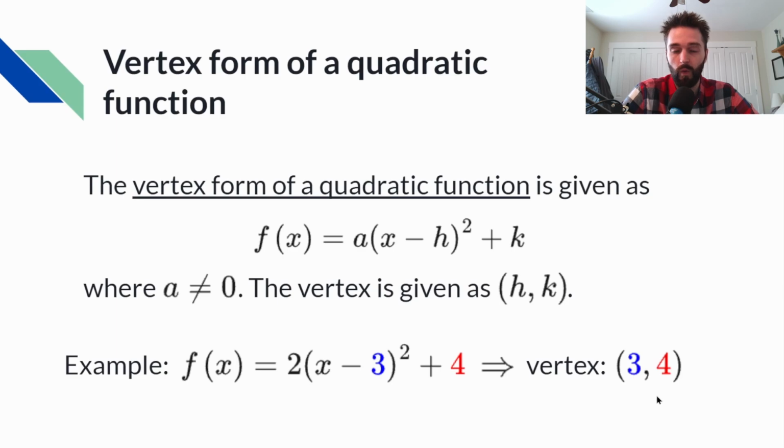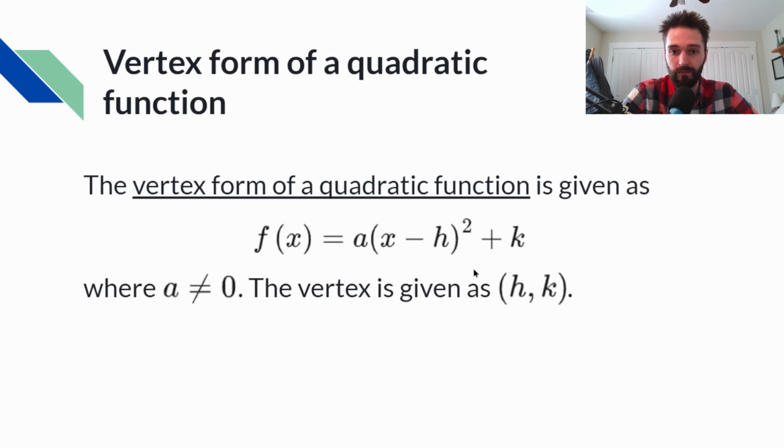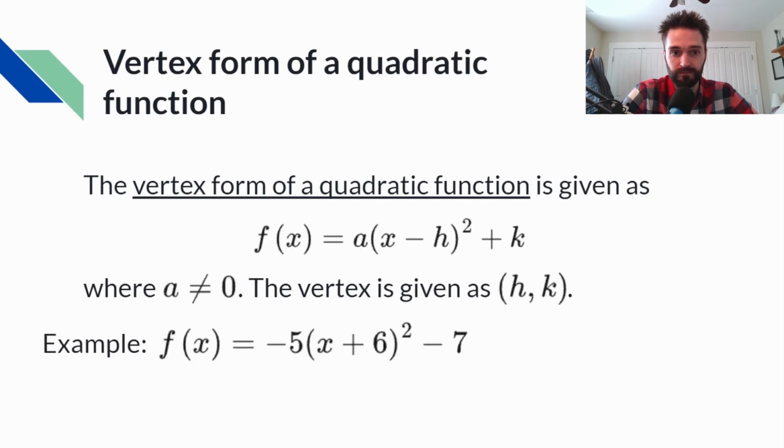We have to be careful with this formula though. It's really easy to make a sign error. Let me show you what I mean. Let's look at another example. If we have something that looks like this, this is in vertex form, but we have to be careful.